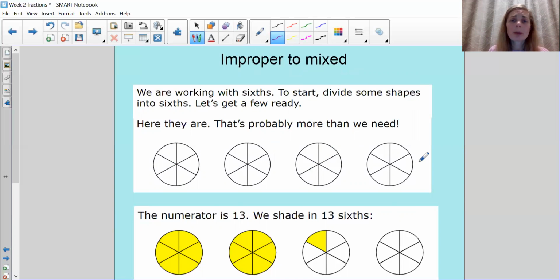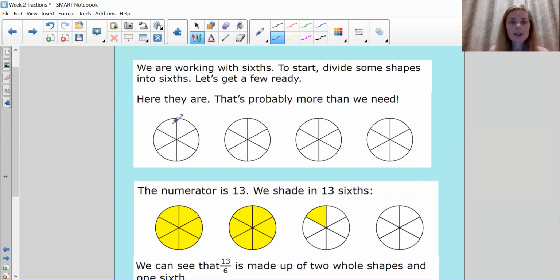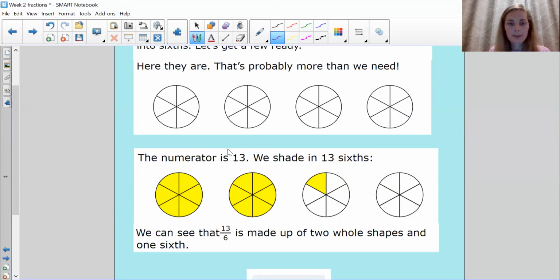You're not going to go and draw a million of these. That's just wasting your time. So I'm just going to draw 4. And I've divided each of these. If you want to make it a pizza or a cake or a pie so that you can see it in your head, then you're welcome to. So I'm going to say pizzas because I love a good pizza. So I have got 4 pizzas here, and you can see that I have divided them into 6 equal parts.